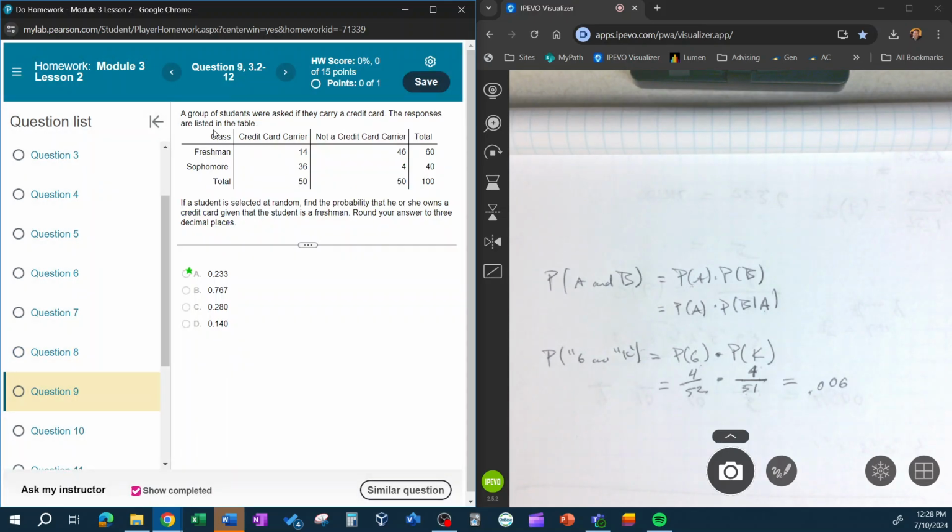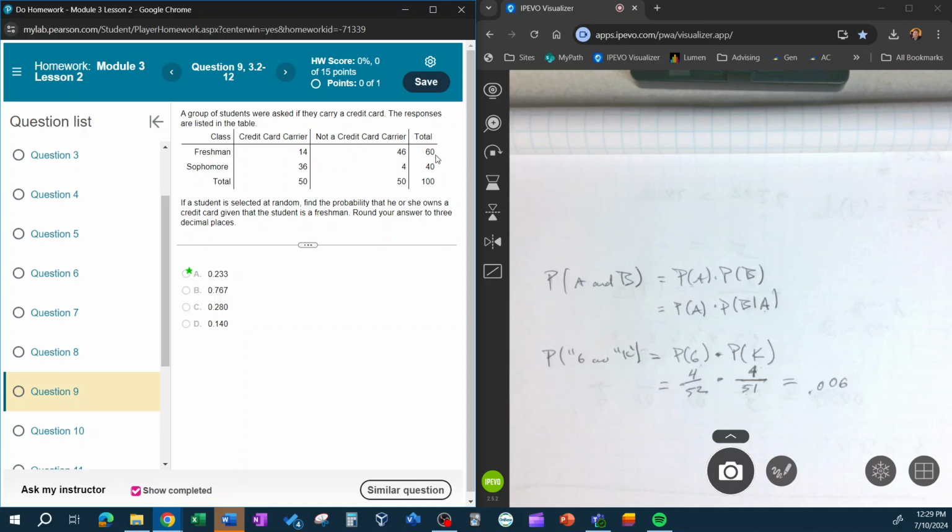Here's a chart of credit card carriers. If a student is selected at random, find the probability that he or she owns a credit card given that the student is a freshman. Round your answer to 3 decimal places. So given that the student is a freshman, that means we're going to start with this row right here. Given that they're a freshman means they're going to be in this group of 60. We're not going to count these 40 here because they're not freshmen.